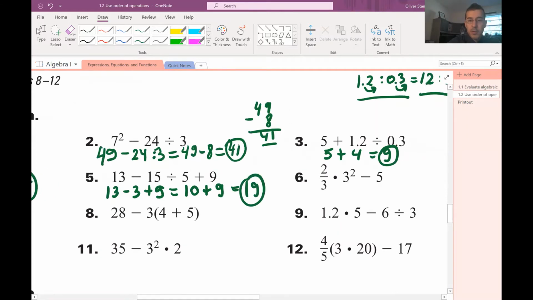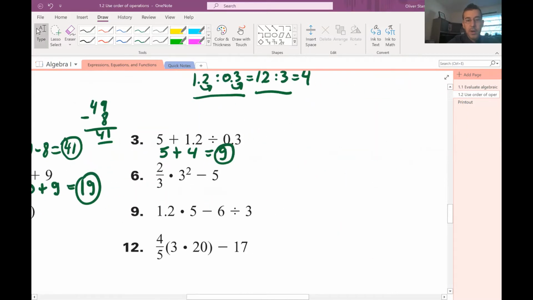Number 6, we have multiplication, powers and subtraction. So we're going to do the powers first. 2/3 times 3 squared, 3 times 3 is 9, minus 5. Now we have multiplication and subtraction. So we're going to do multiplication first. So 2/3 times 9.